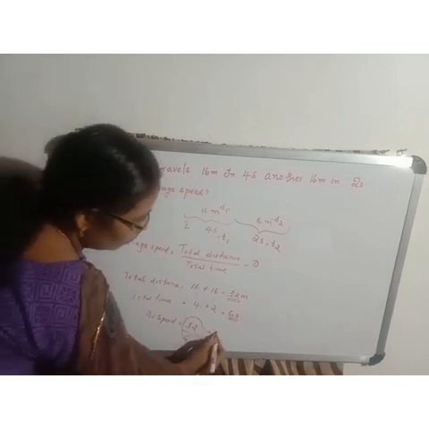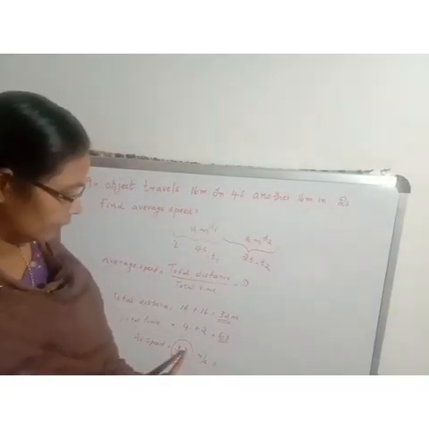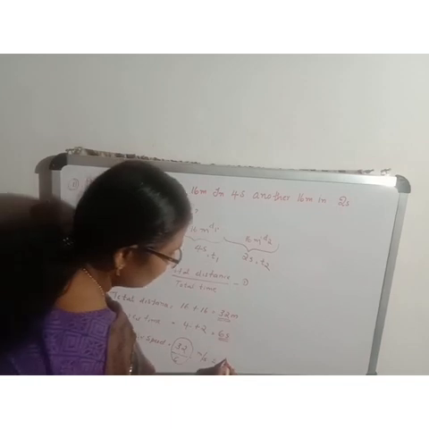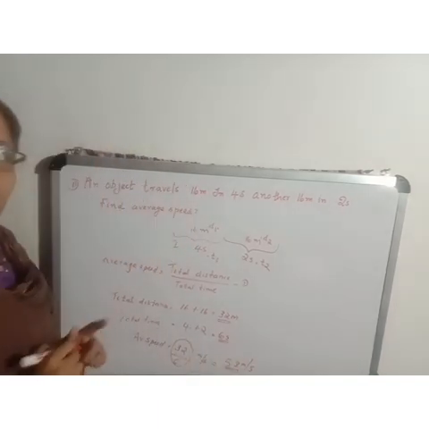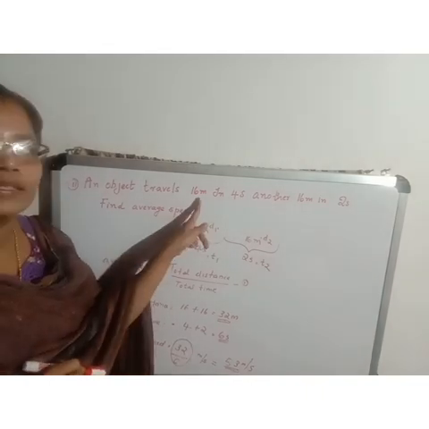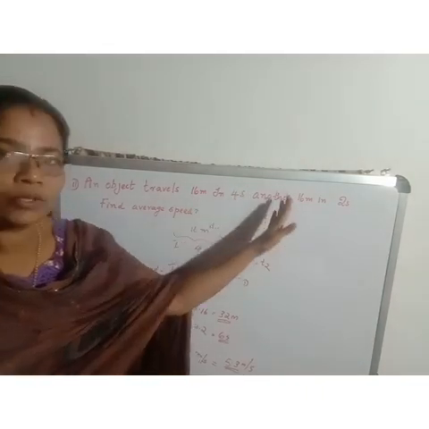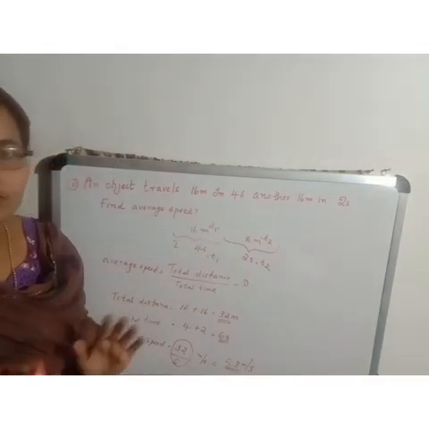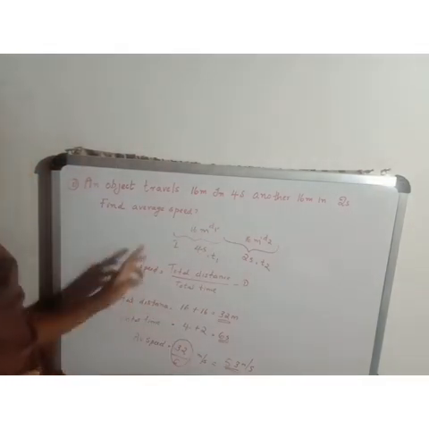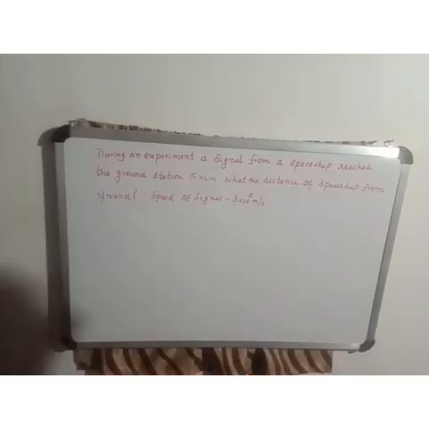If you want, you can put meter per second. Again, if you want, you can simplify. 32 divided by 6 is 5.3 something meter per second. So simply we find out the total distance, then we find out the total time, then we divide both of these, find the ratio of both. That is what the average speed is.